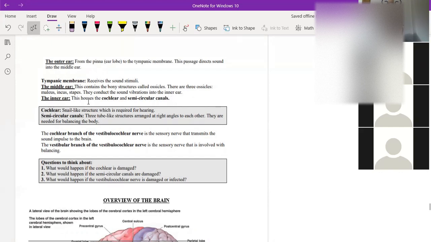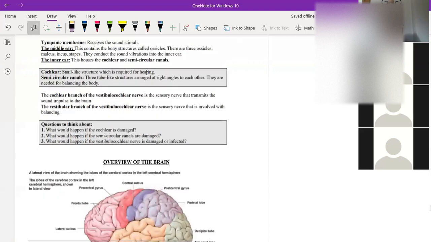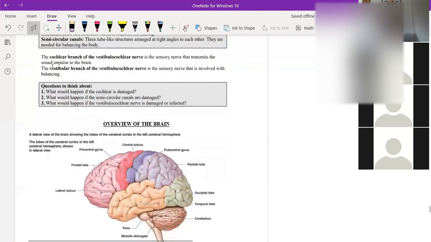Inner ear houses the cochlea and the semicircular canals. Cochlea, a snail-like structure, is required for hearing. Semicircular canals, three tube-like structures arranged at right angles to each other, are needed for balancing the body. And they have the nerve, the vestibulocochlear nerve.